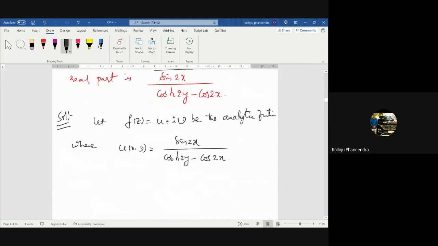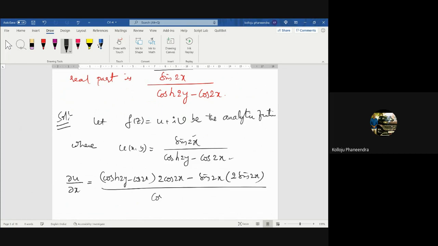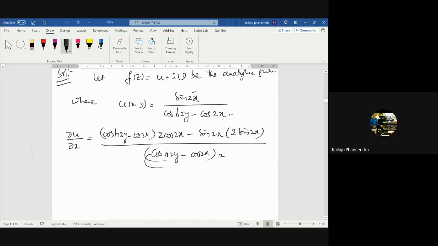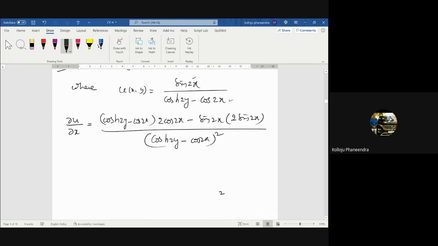Now what I have to calculate first? Derivatives. Dou u by dou x, right? Dou u by dou x means x term is here and x term is here. So I have to apply the u by v formula. First v into the derivative of u, which is 2 cosine 2x, minus now sine 2x into the derivative of v, which is 2 sine 2x, whole by cosh 2y minus cosine 2x whole square, u by v whole square.